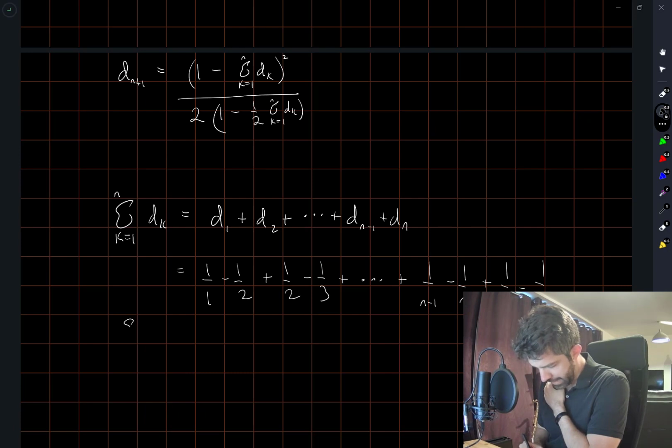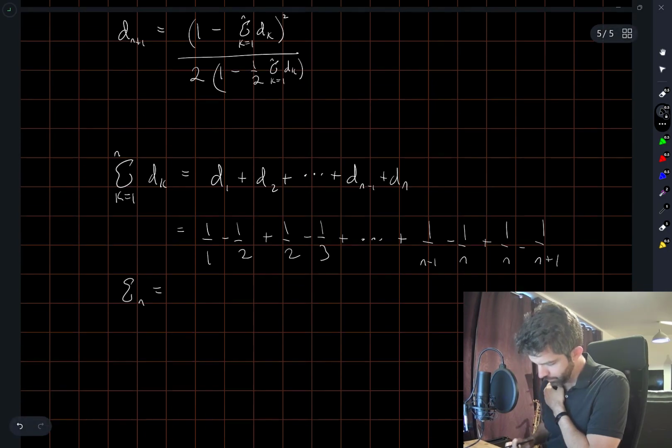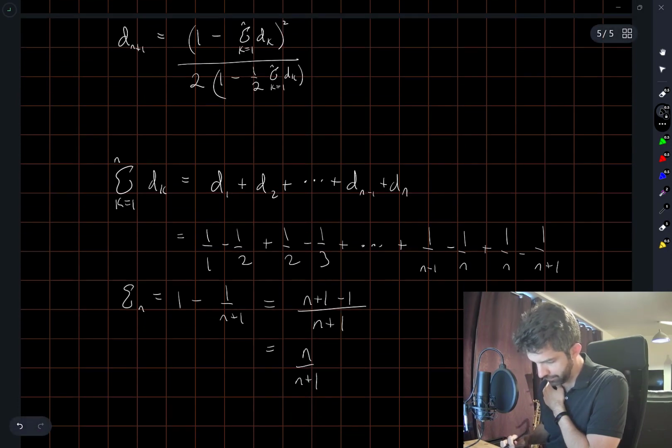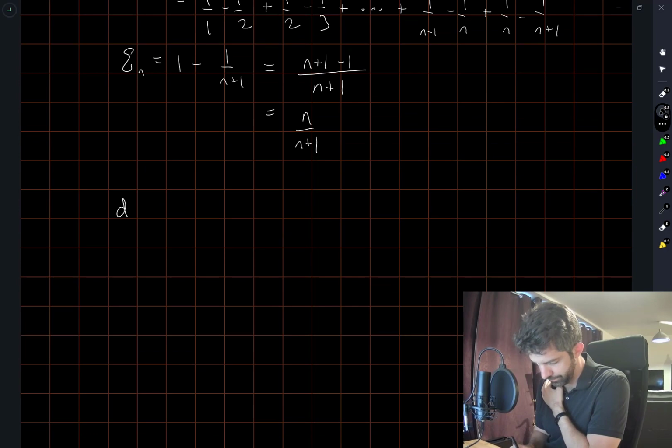Okay, so sigma n with this telescoping sum is equal to 1 minus 1 over n plus 1, which is n plus 1 minus 1 divided by n plus 1, n over n plus 1. Okay, so now I have a straight formula for dn plus 1.